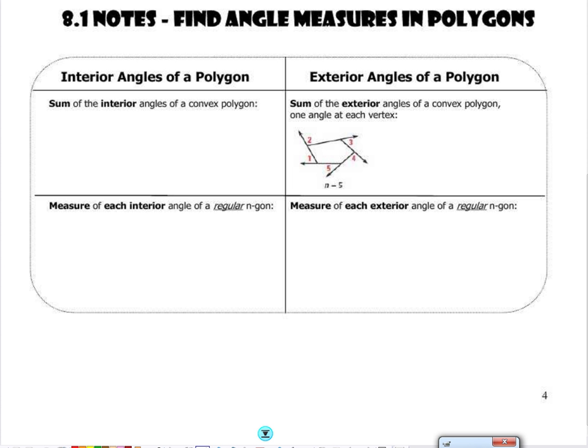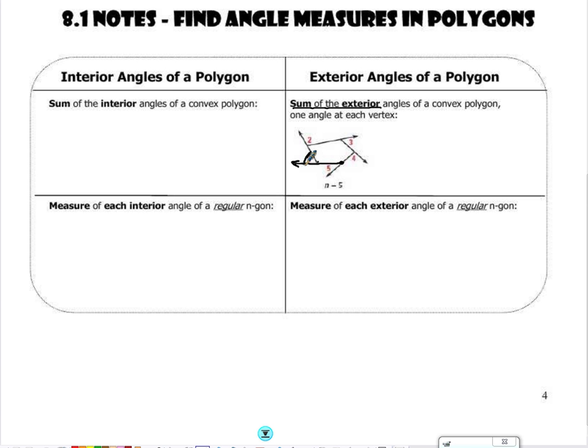So the first thing that we're going to look at is actually the easiest one, and it has to do with the sum of the exterior angles. Whenever we're dealing with exterior angles of a polygon, it's when we extend one of the sides of that polygon past its vertex, and the angle that it creates with its adjacent segment is considered the exterior angle.